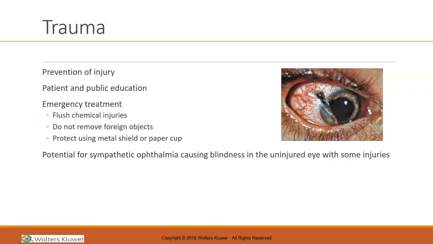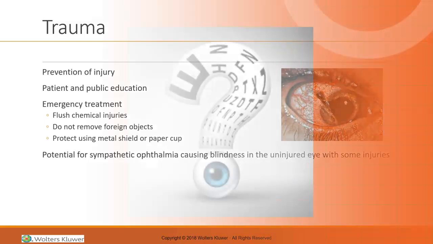Now, if you have a trauma to one eye, there can be a sympathetic response of the body that actually causes blindness in the uninjured eye as well. And so, again, it's really important that we reduce trauma and provide education where we can.